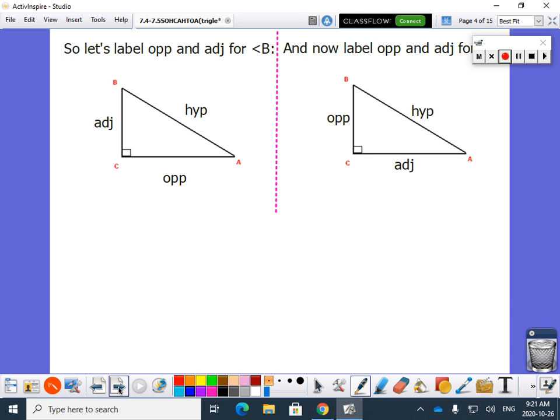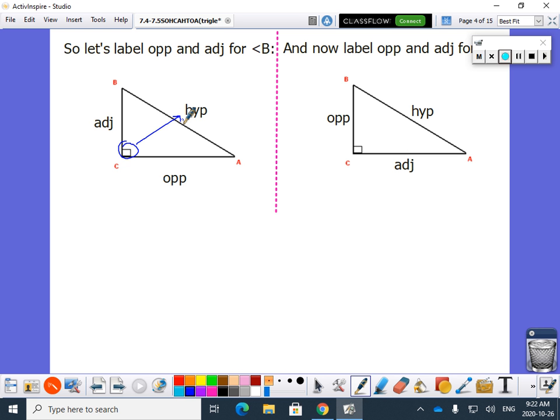Okay, so let's actually do an example of that so that you guys can see and learn how to properly label the different sides of a right angle triangle. So let's label opposite and adjacent for angle B. If you are looking at angle B, we're dealing with this guy right now. We're not dealing with C and we're not dealing with A. We're only looking at angle B. Well, we know that the side opposite to the right angle is always going to be the hypotenuse. Okay, so that one's easy. No matter what, opposite to the right angle is your hype every single time.